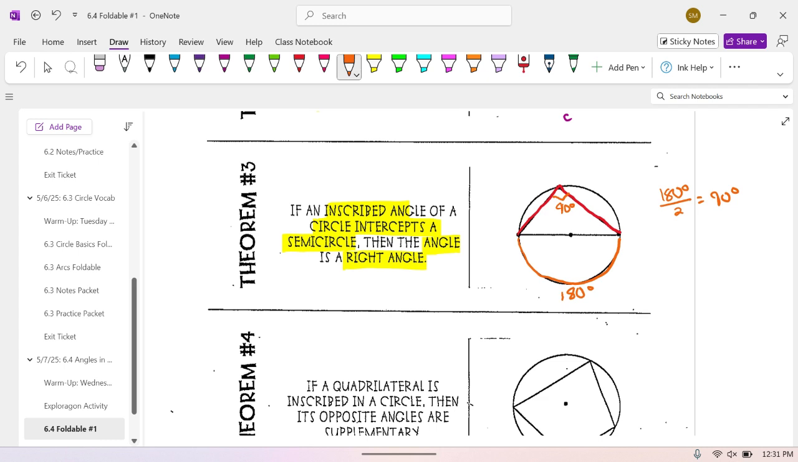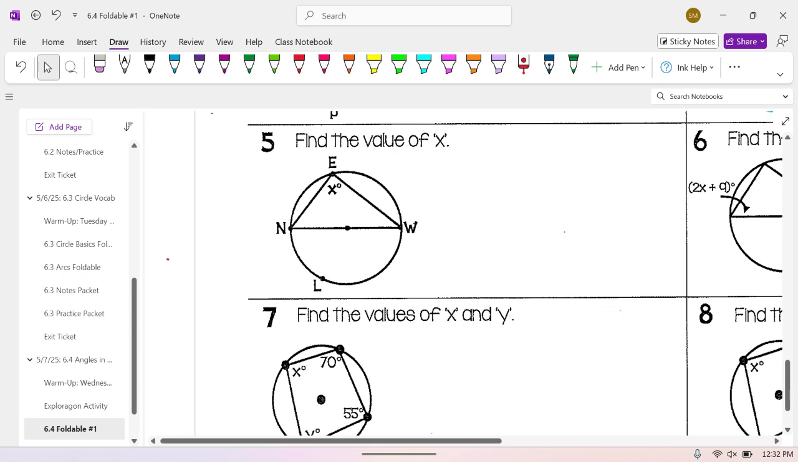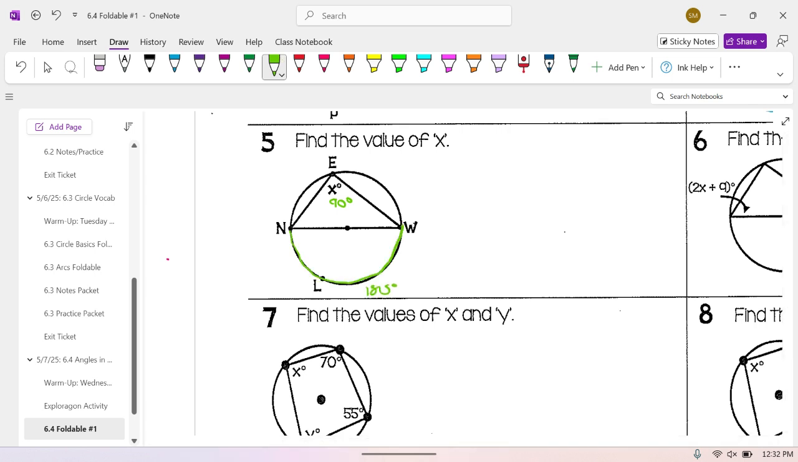Now, we know it is intercepted by a semicircle because the ends of the angle hit the what? What's this line? The diameter. Good. So if we're answering questions about this, number 5 is very easy. What's the value of x? 90. This is a semicircle, so this is 180 degrees. 180 divided by 2 is 90, so x is equal to 90 degrees. Sweet, simple, to the point.